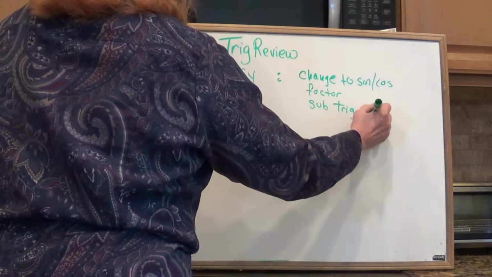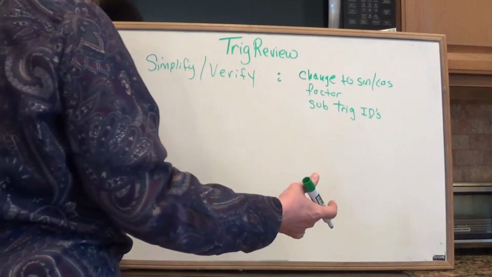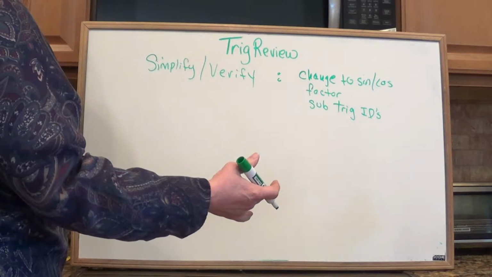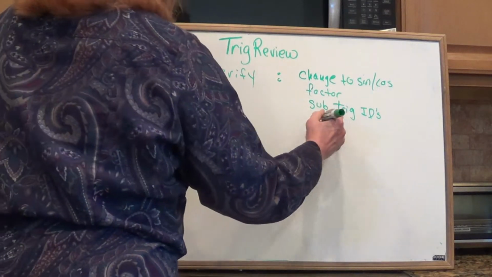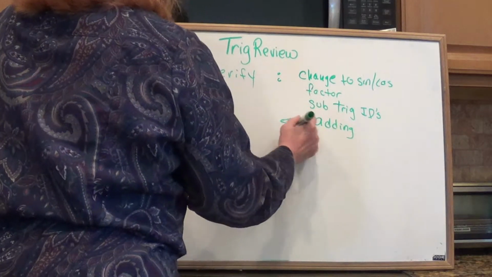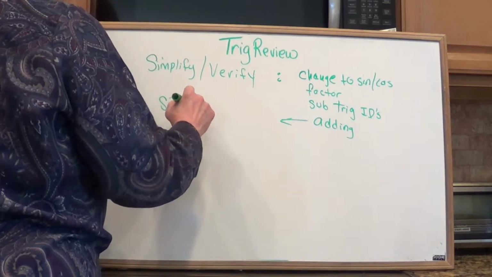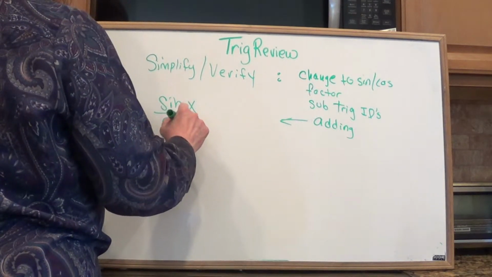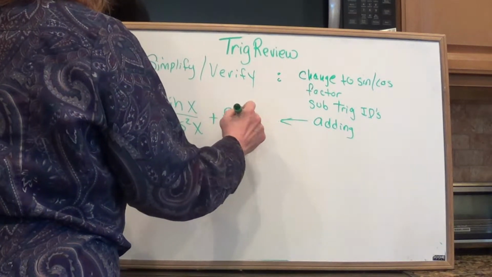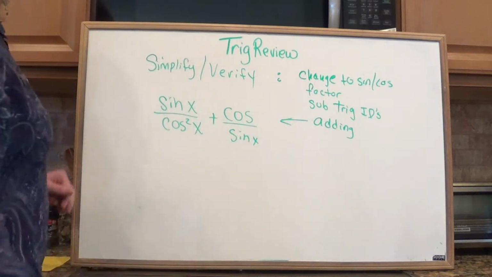For example, if you see sine squared plus cosine squared, then you would substitute in a 1, and other trig IDs as well. And adding algebraically. So just remember when you're adding in algebra, for example, suppose something like this just came up on your paper in the middle of a problem. I'm not going to simplify this because I'm making it up. I'm just reminding you how to add these two.